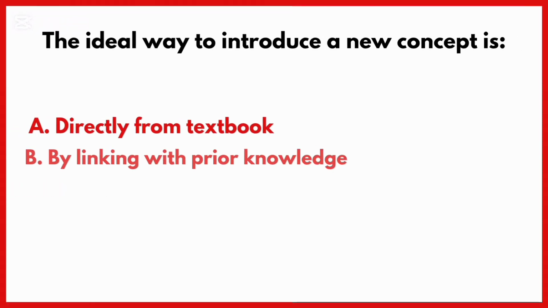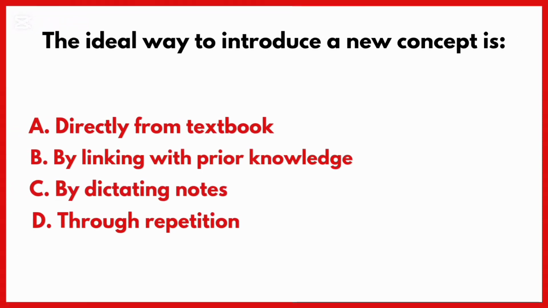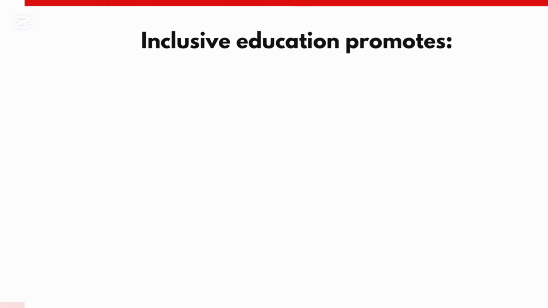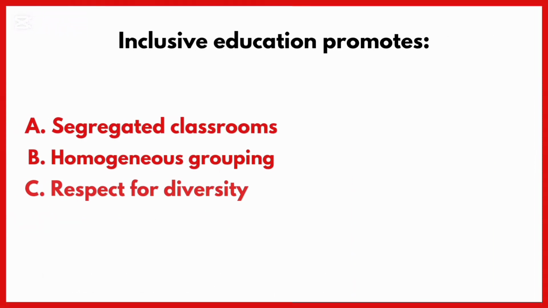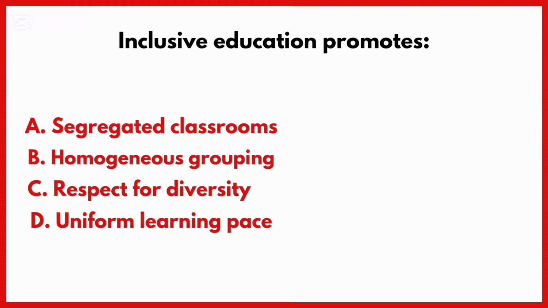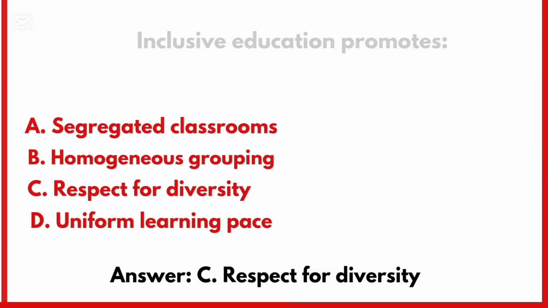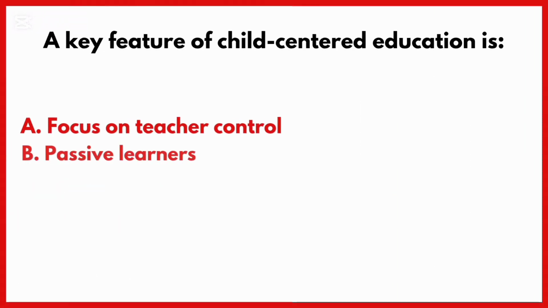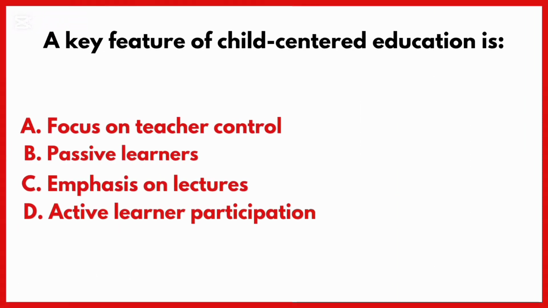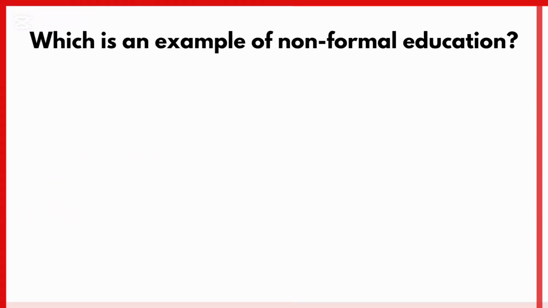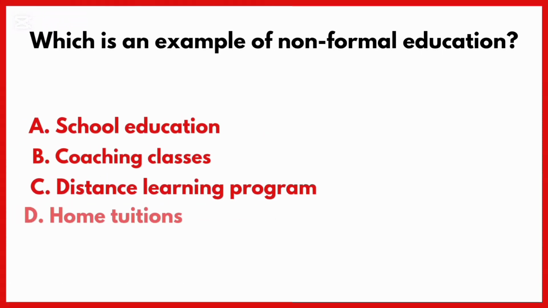The ideal way to introduce a new concept is. Correct answer is option B. By linking with prior knowledge. Inclusive education promotes. Correct answer is option C. Respect for diversity. A key feature of child-centered education is. Correct answer is option D. Active learner participation.